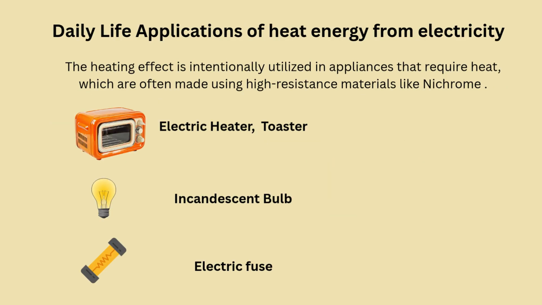Daily life applications of heat energy from electricity. The heating effect is intentionally utilized in appliances that require heat, which are often made using high-resistance materials like nichrome. The heat energy is used for heating in an electric heater. The heat energy is used to light a bulb. The heating effect is utilized in an electric fuse for safety purposes.